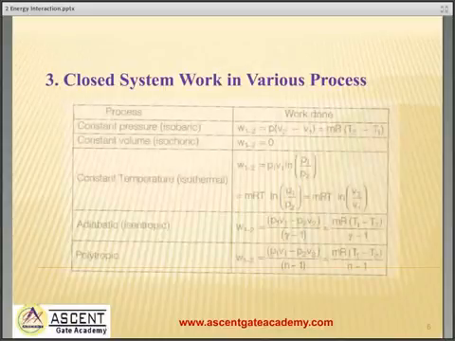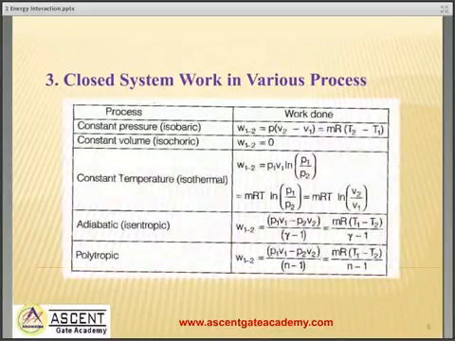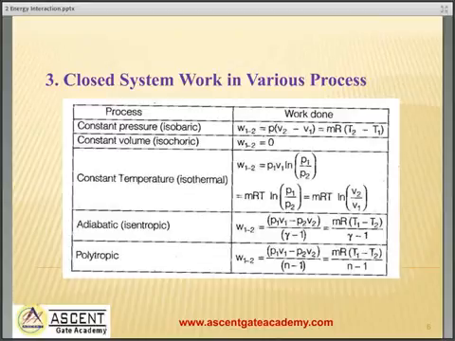Closed system work in various processes. For a constant pressure process, isobaric process, work done is P ΔV, that is P(V2 − V1), or it can be written as mR(T2 − T1). For a constant volume process, the integration of P dV, work done, will be equal to 0.